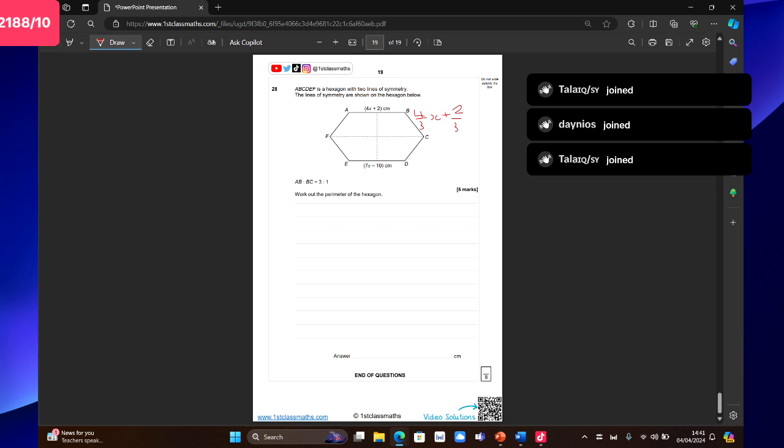Okay, the next part is I'm going to work out what x is. So opposite sides are equal, so this is going to be equal to this. I'm going to say that 7x minus 10 is equal to 4x plus 2. Why is my handwriting so poor today? Sorry about this, guys. I do apologise.